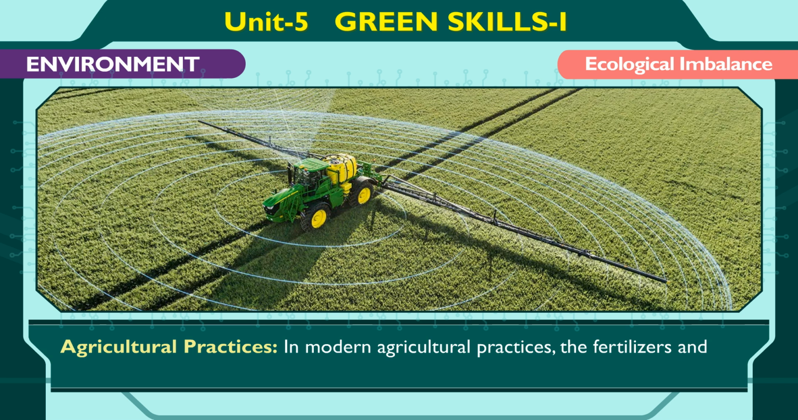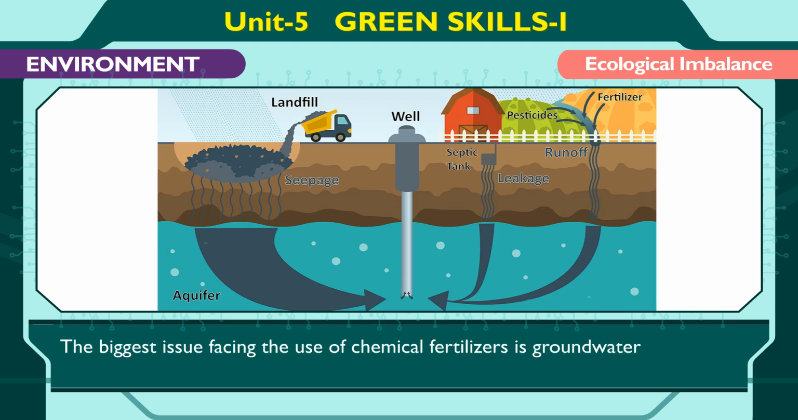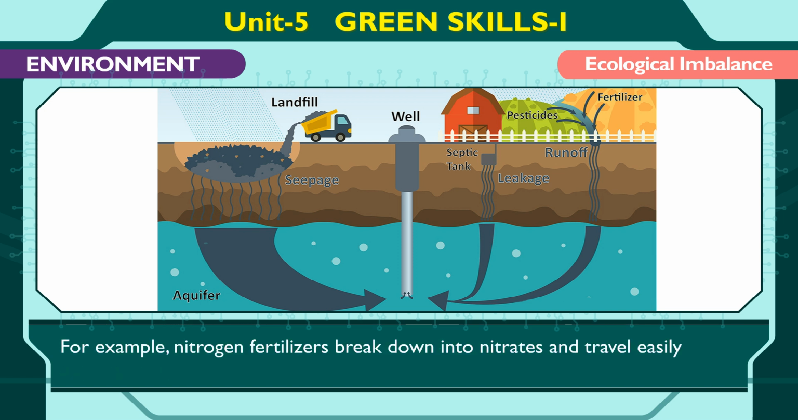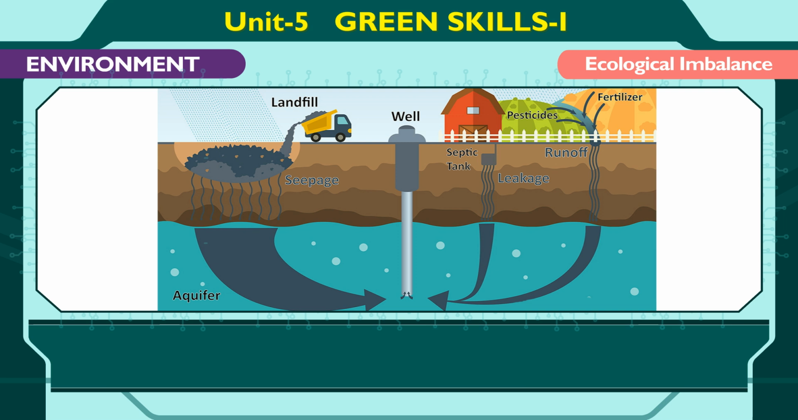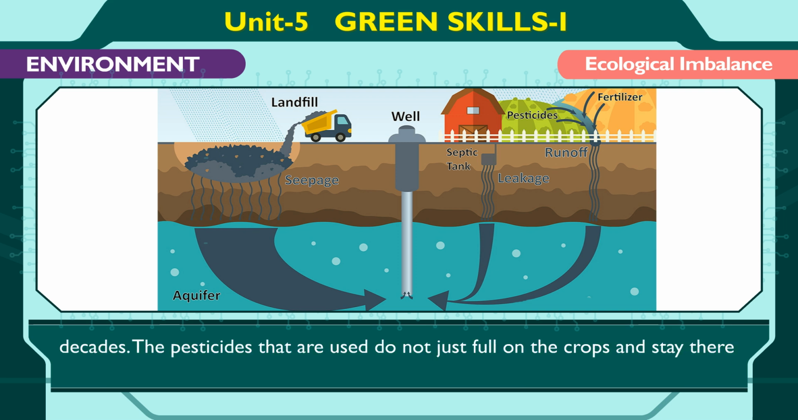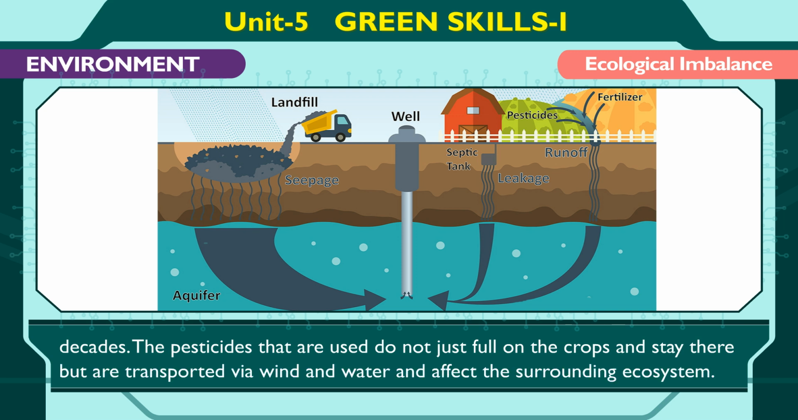Agricultural practices. In modern agricultural practices, the fertilizers and pesticides are used to produce more crops. The biggest issue facing the use of chemical fertilizers is groundwater contamination. For example, nitrogen fertilizers break down into nitrates and travel easily through the soil. Being water-soluble, they can remain in groundwater for decades. The pesticides that are used do not just fall on the crops and stay there, but are transported via wind and water and affect the surrounding ecosystem.